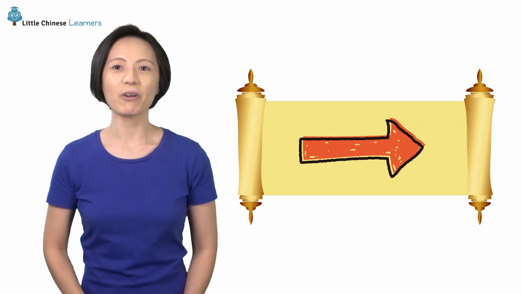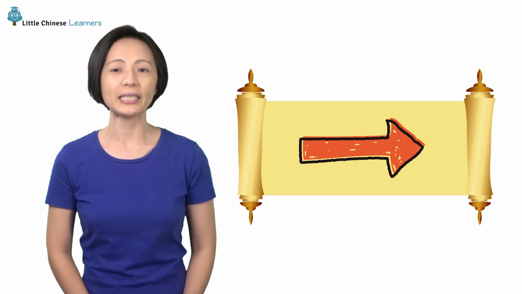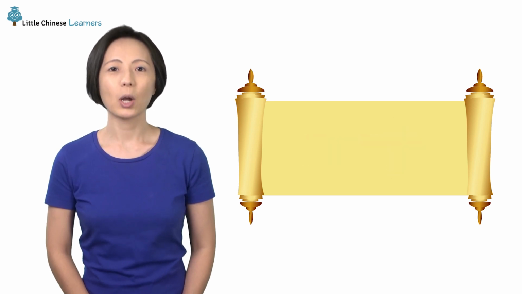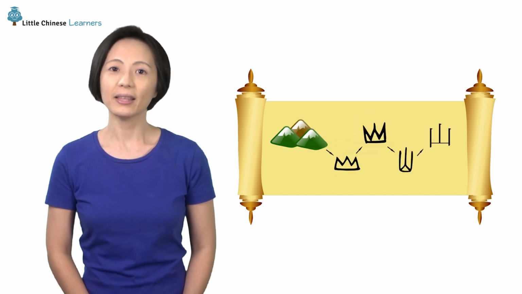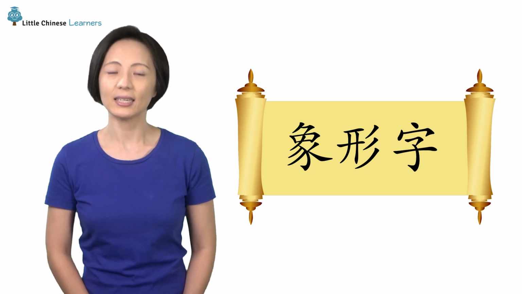But first, a Mandarin secret. The hint of this secret is an arrow. We have already learned that many Chinese characters came from pictures. For example, words like 人, 女, 山 are all pictograms called 象形字.